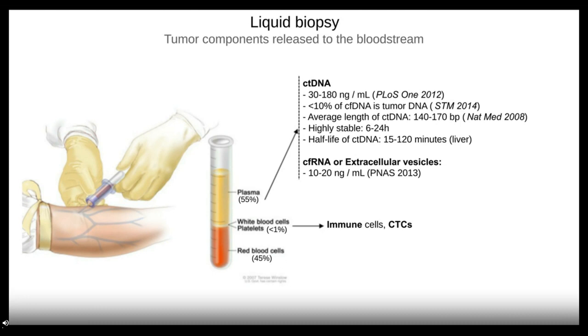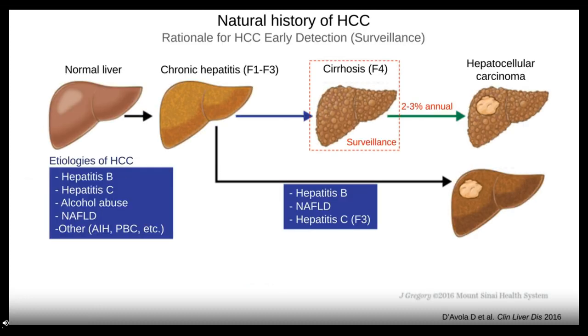Now, if you go back to the natural history of HCC, remember that patients with cirrhosis are at high risk of developing hepatocellular carcinoma, and the risk is between 2 to 3% per year. And this was the rationale to include these patients in surveillance programs.